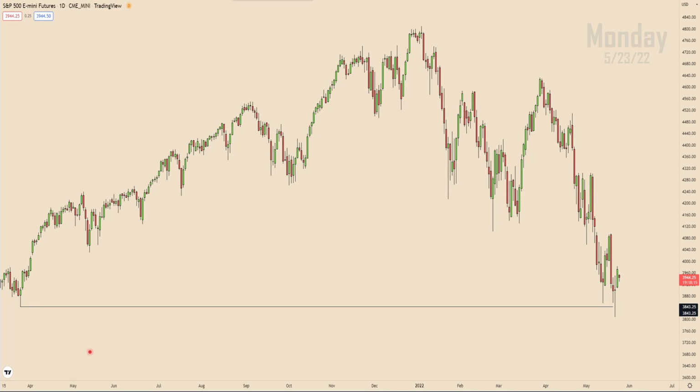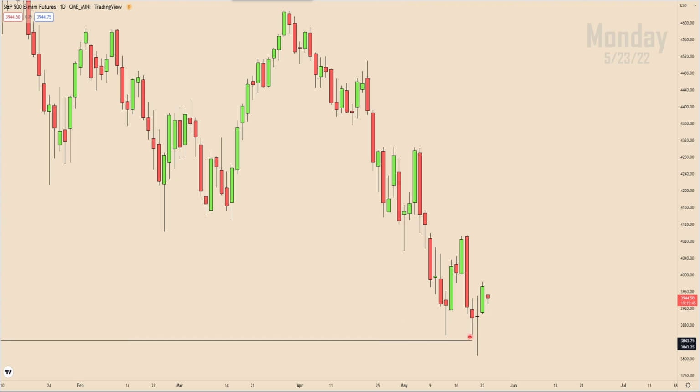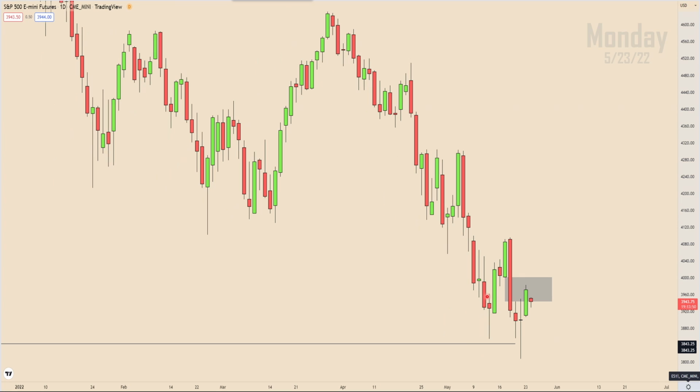So starting out with Monday, just remember this level that we took out at the end of last week. Zoom in here, we can see that we took it out and then we made a move back up, breaking this high and taking the day up. What I want to see is there's this fair value gap here. I want to see a move into that. However, this is a pretty wide area.